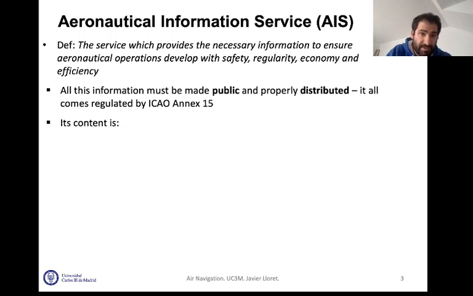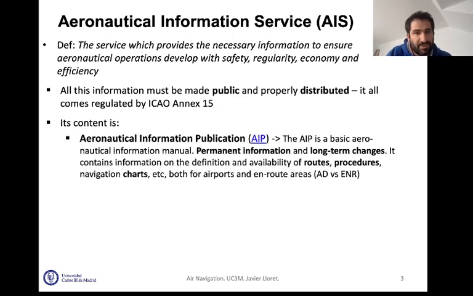Here we have, again, Annex 15, which states all the rules on this. And we have, first of all, the aeronautical information publication, the AIP, which has to do with permanent information. This is not real-time communication. This is stable information we can check, and it has to do with routes, procedures, navigation charts, aerodrome information, and so on and so forth. We'll see some examples in a second.